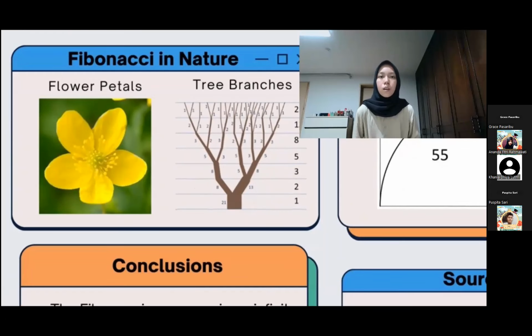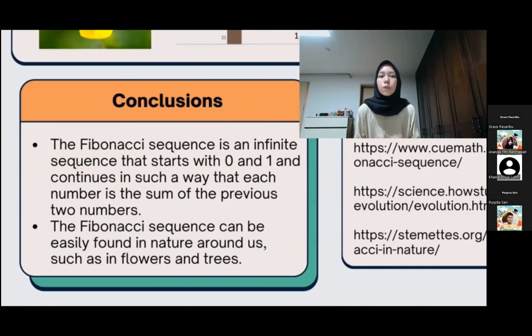After all the explanations that have been given, we can conclude that the Fibonacci sequence is an infinite sequence that starts with 0 and 1 and continues in such a way that each number is the sum of the previous two numbers. And the Fibonacci sequence can be easily found in nature around us, such as in flowers and trees.